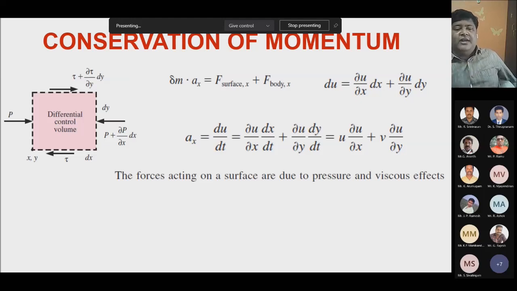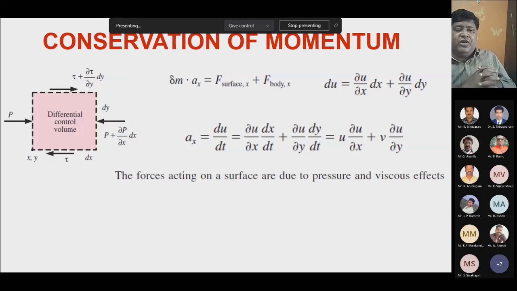So now we know what dm is: delta m is nothing but density into volume, rho into dx into dy into 1. And we know ax on the left hand side: u dou u by dou x plus v into dou u by dou y. On the right hand side we now have to calculate the surface forces and the body forces. The forces acting on the surface are due to pressure and viscous effects. So, forces on the surface: pressure.